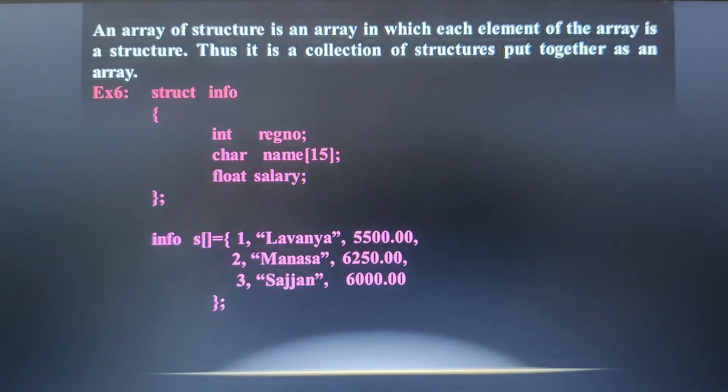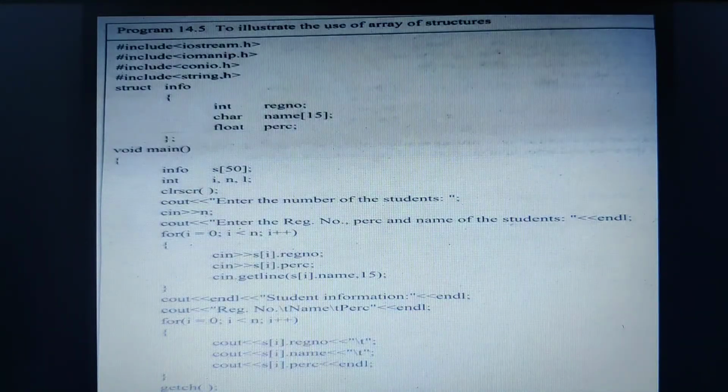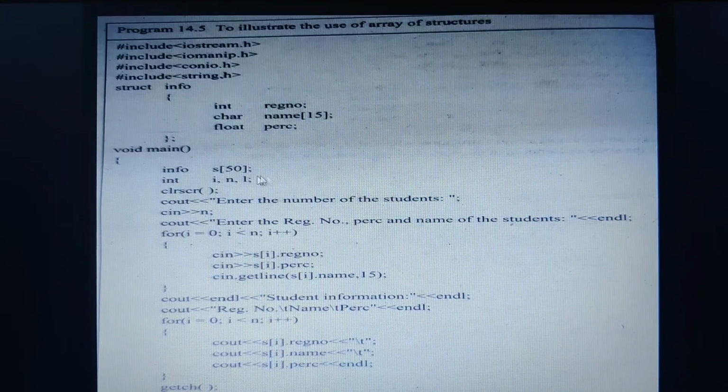Now let us move on to the discussion of the last program, the program to illustrate the use of array of structure. Now let us see how we use the array of structure while we write the program. Look at this, the same one I have taken here, the structure name is information, with register number, name and percentage. Here our structure is terminated with a semicolon. Here I have created an array of structure where the size is 50, which means the range would be from 0 to 49. And here I have taken the variables i, n and l.